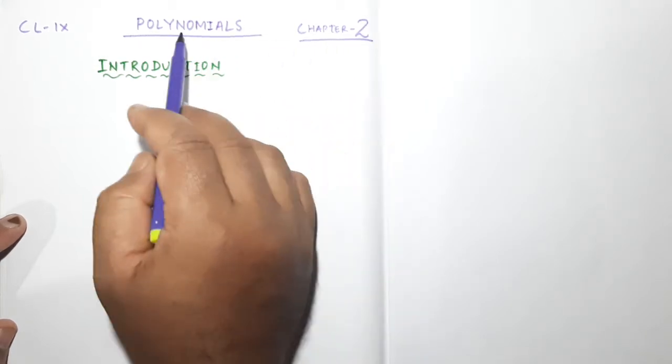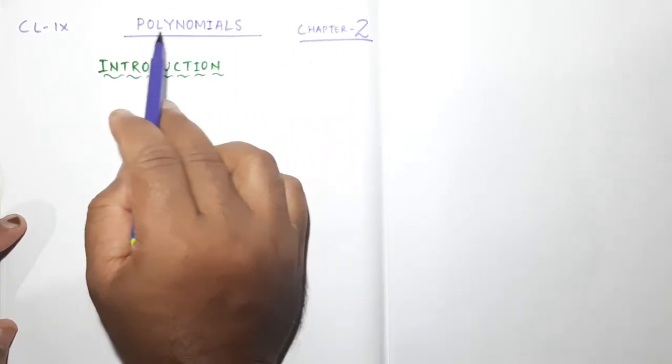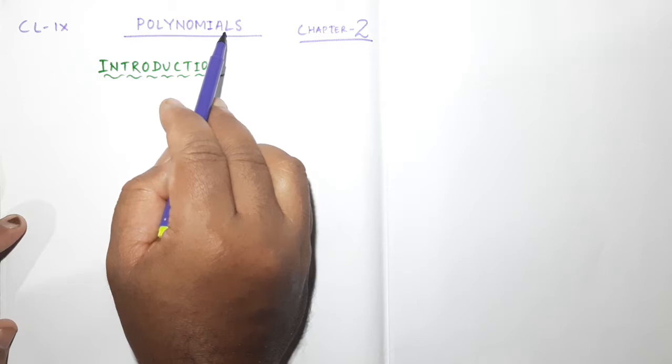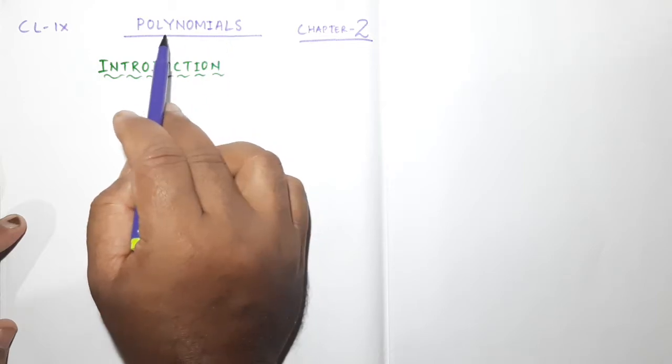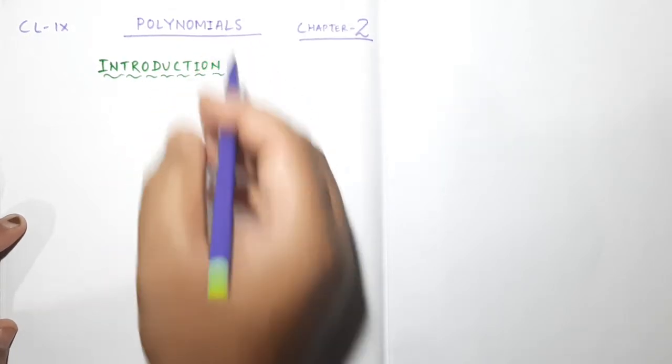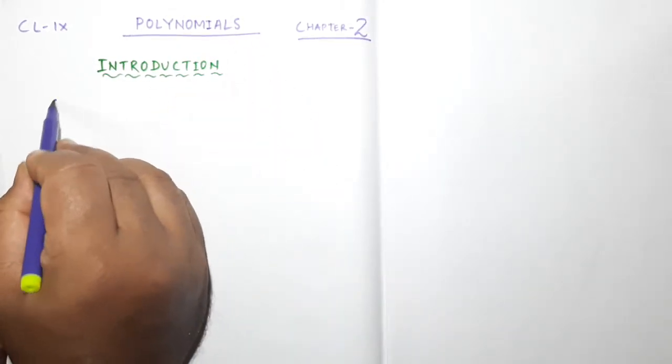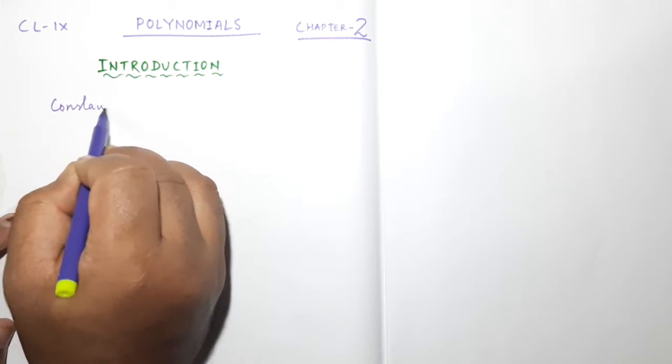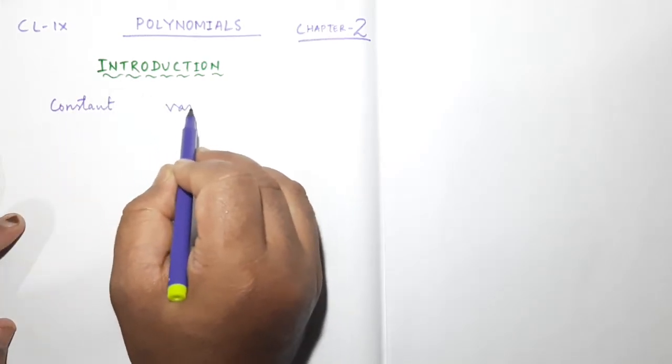Chapter 2, Polynomials. Before we start the exercise, let us first try to understand what polynomials are. But before we reach there, let us first know what constants and variables are.